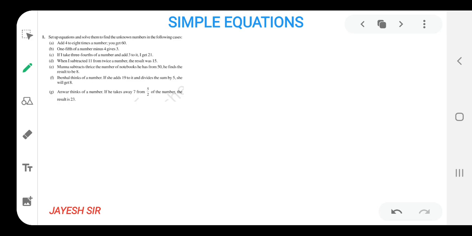Unworth thinks of a number. Thinks of a number, that means always you are thinking about x. If it takes away 7 from 5 by 2 of the number, what is it taking? 5 by 2 of x. Let me write it clearly so that you can view it properly. 5 by 2 of x, that means multiplication of x by 5 by 2. If it takes away 7, that means minus 7. The result obtained is 23.